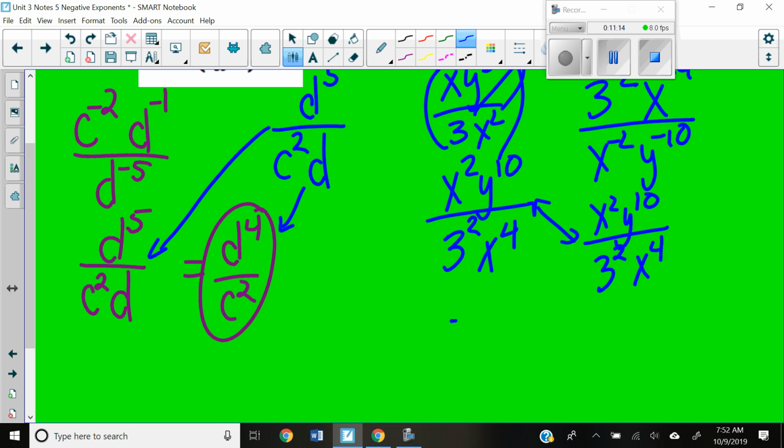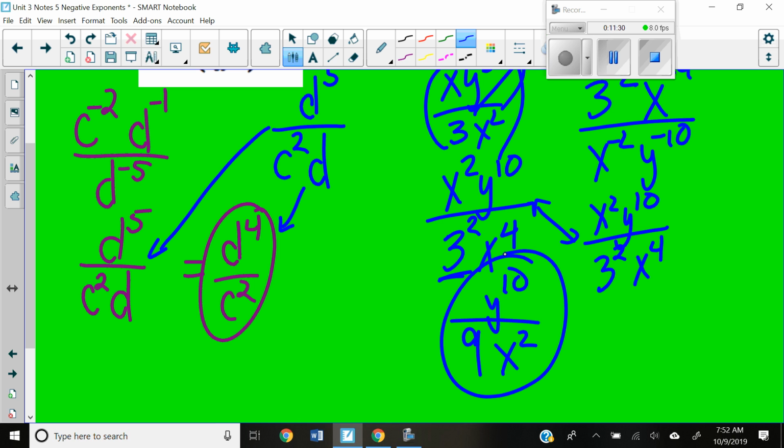Okay, so I have x squared on top, x to the 4th on bottom. Which one has more? The bottom. By how many? 2. So I get x squared on bottom, my y to the 10th on top, and then of course I have to simplify my 3 squared to 9. So y to the 10th over 9x squared.